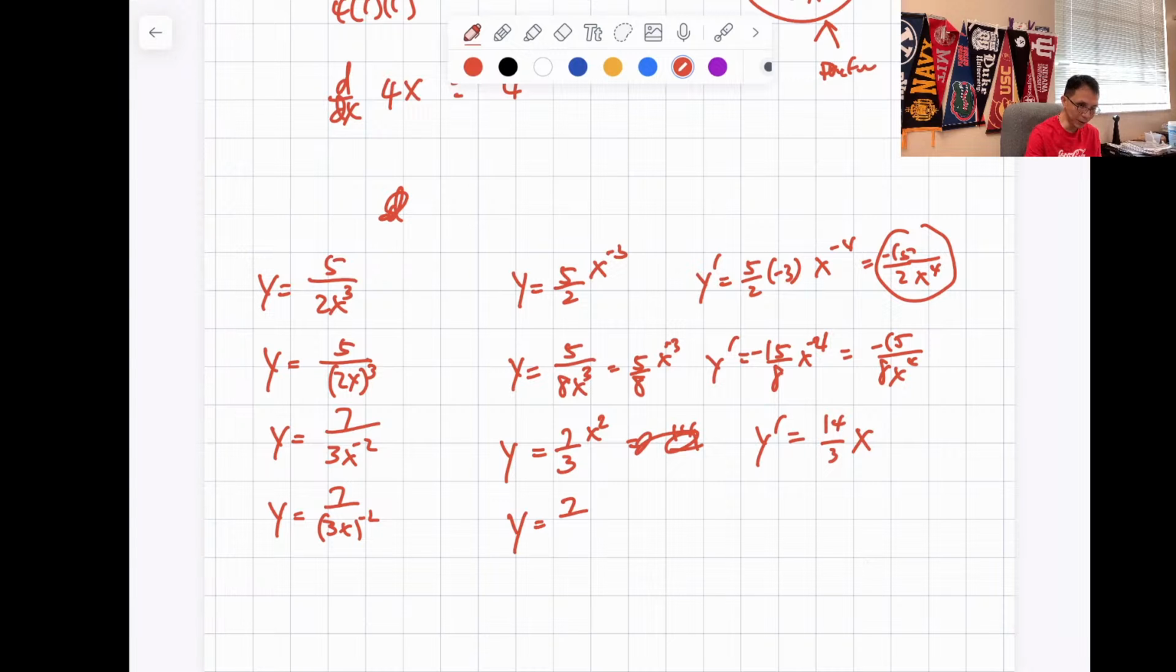Here it's going to be 7 over 3 to the negative 2, x to the negative 2. That means y equals 7 times 3 squared times x to the 2. Now make sure you watch your last 3 minutes of videos. So y prime is equal to 126x. There's another 2 examples after that. They are pretty easy.